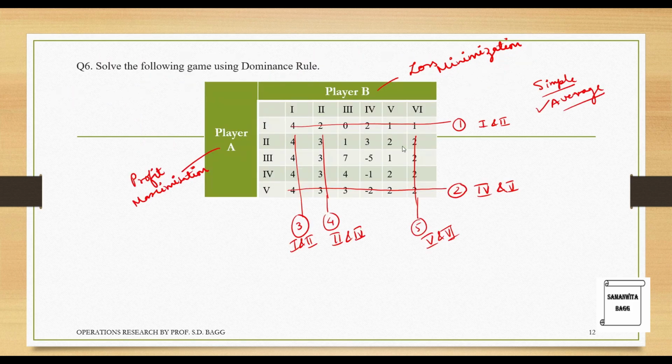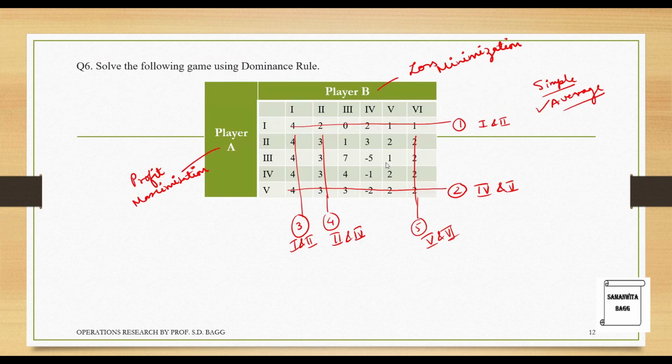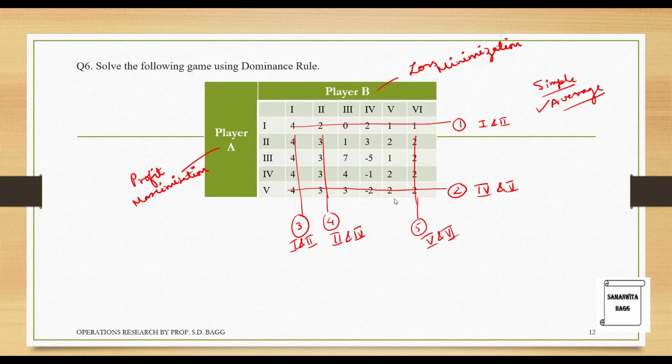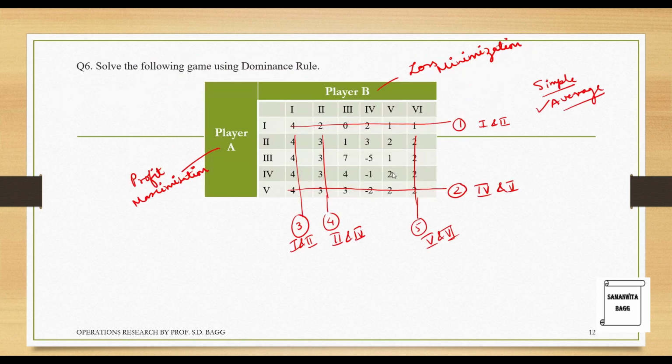Then you have 4 and 5. 3 plus 2 is 5 by 2, 2.5. This is minus 5 plus 1, minus 4 by 2, that is minus 2. And this is minus 1 and 2. So it is 0.5. So this will be compared with the fifth column, 2, 1, 1.5. So this is straight away greater. So I can cancel out this one.